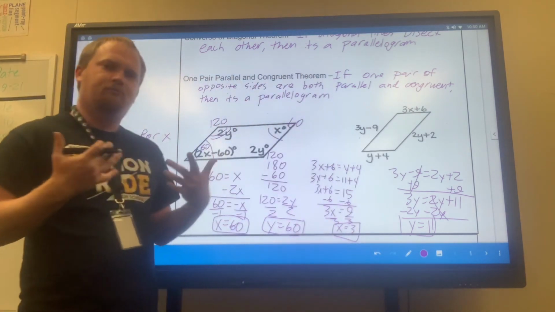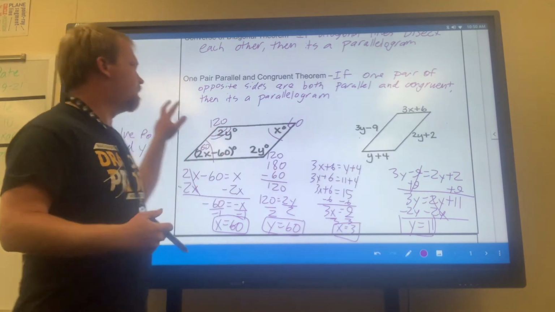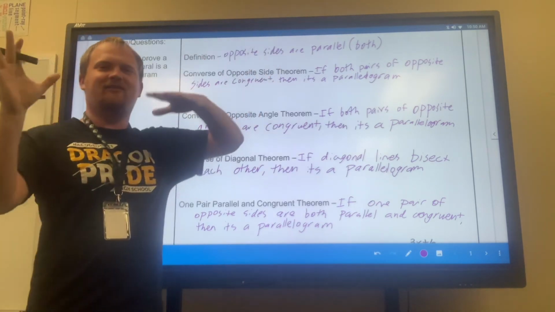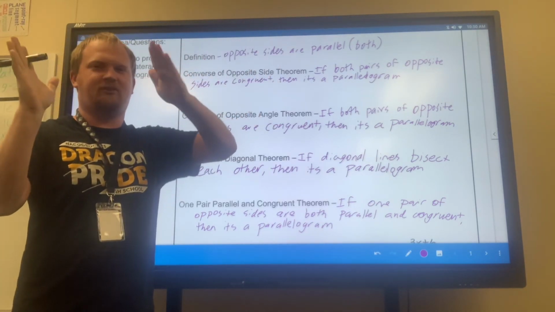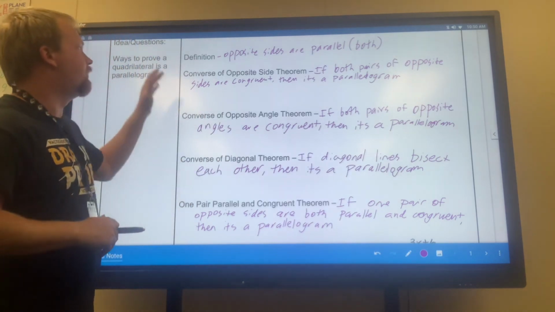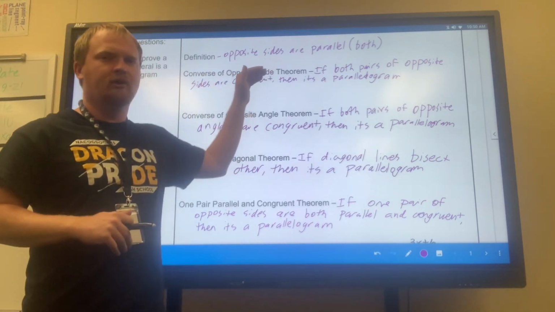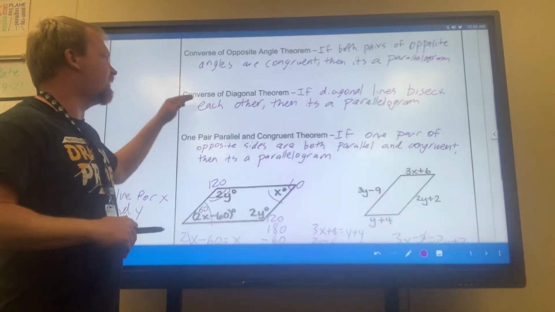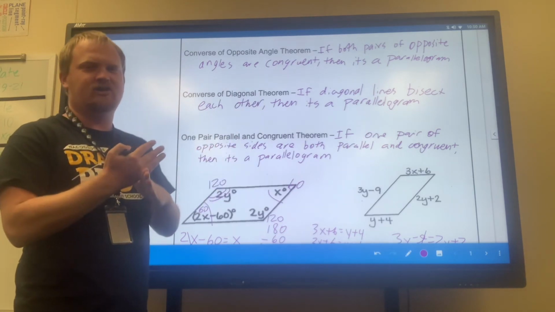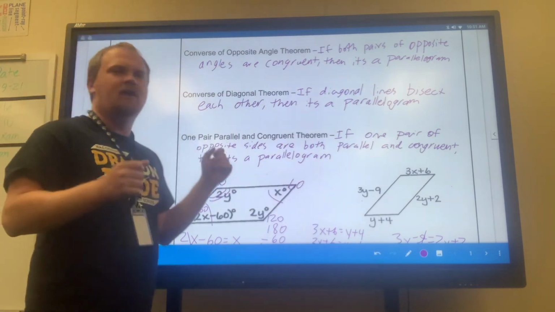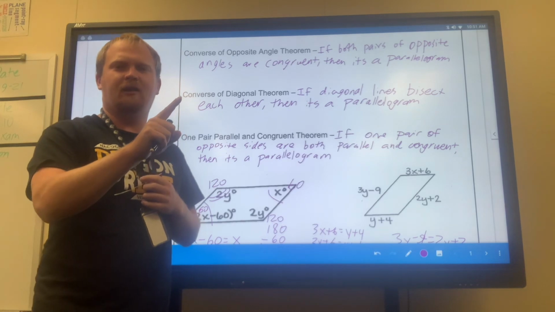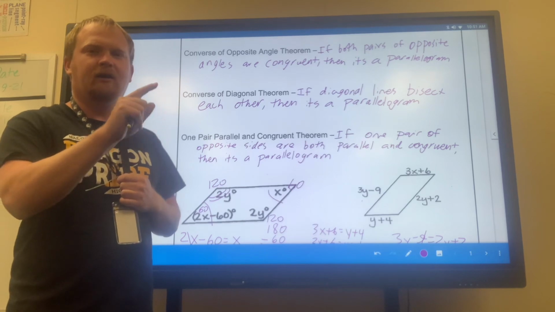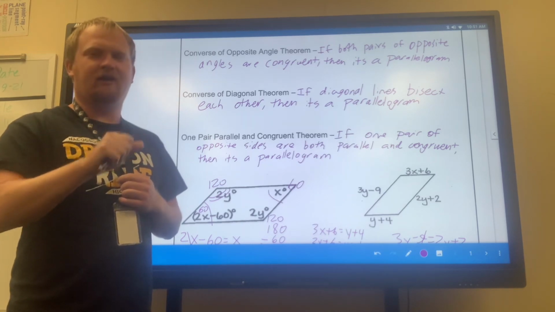Okay? So the biggest thing we have to remember is the four things other than the definition, which basically states that both pairs of opposite sides are parallel. We also have that opposite sides are congruent, opposite angles are congruent, both diagonals bisect each other, as well as if I have just one pair of opposite sides that are both parallel and congruent, then that gives me a parallelogram.